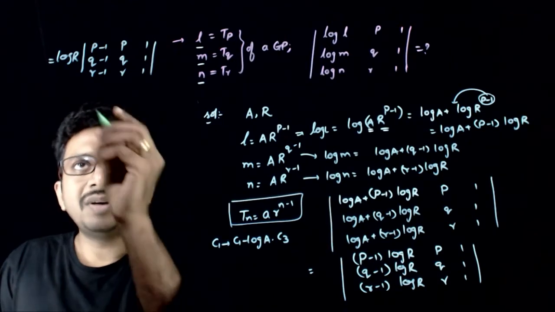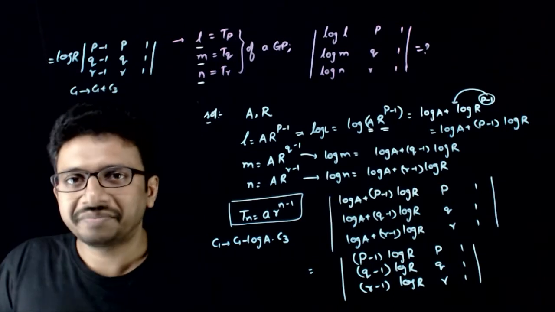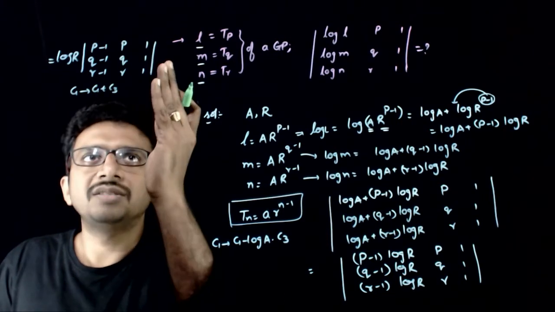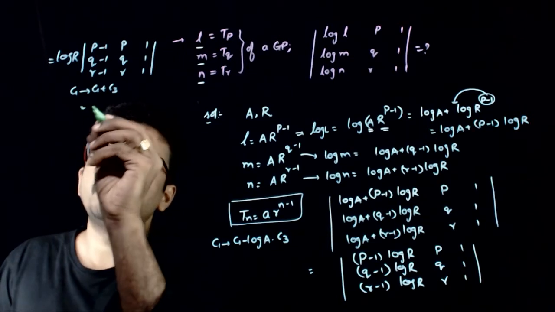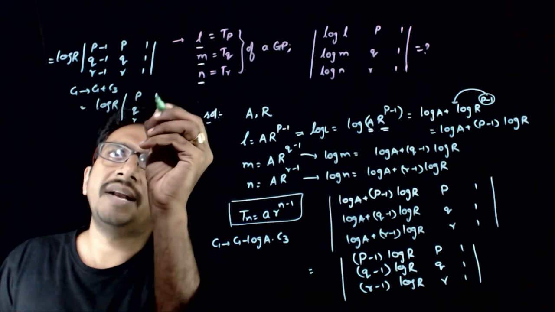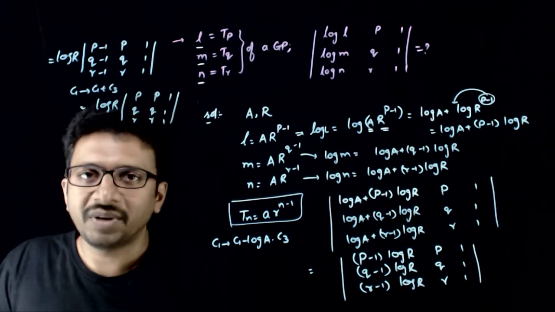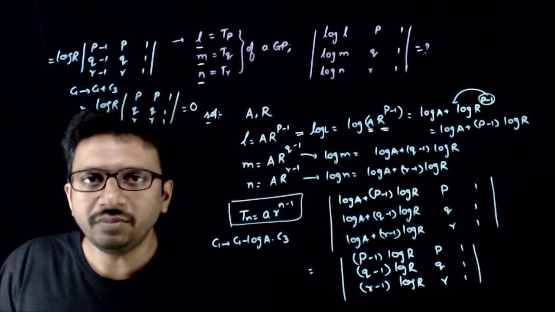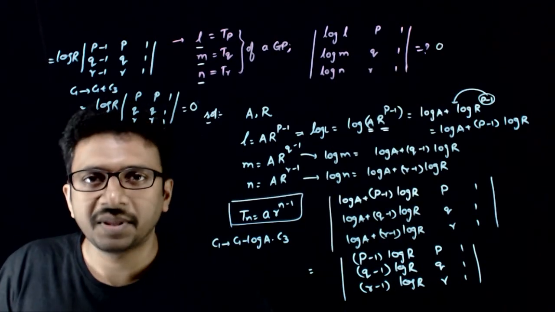Now we can do C1 becomes C1 plus C3. So I will add C1 and C3. If I add 1, 1, 1 and minus 1, minus 1, minus 1, they will get cancelled out. So this becomes log R times the determinant with rows of 0, 0, 0, then P, Q, R, and 1, 1, 1. The two columns have become the same, hence the determinant is equal to 0. So the answer for this question is 0. Thank you.